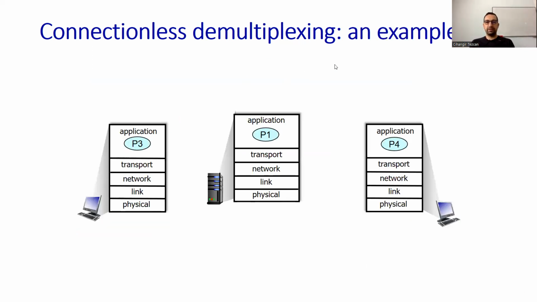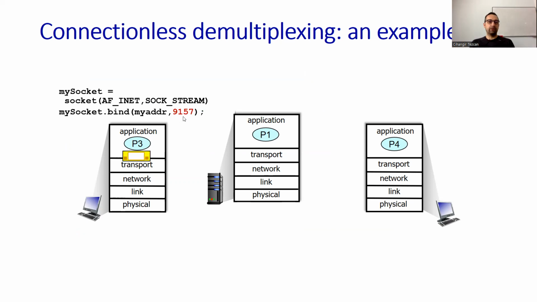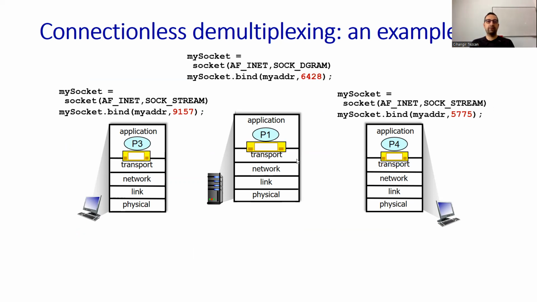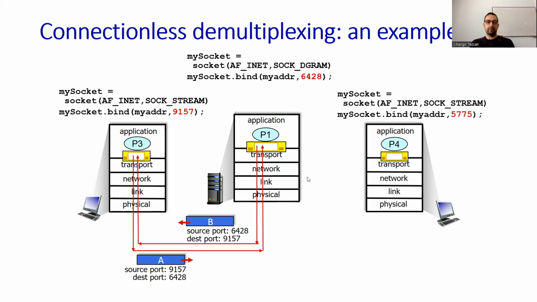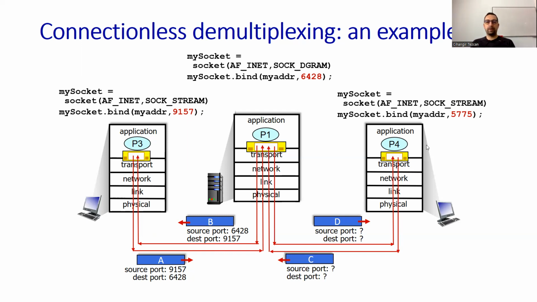Okay, so a connectionless demultiplexing example is as follows. In this case, this person is using this socket 9157, and this one is using something different, 5775. And here you are listening at the socket 6428. So this application sends the packet as follows. Their source is this one, but their destination port is this one. Of course, when this sends, they just replace the source and destination port. This is what I explained in the previous slides. But if this computer also wants to send data to same port, this means that they will be received by the same application.